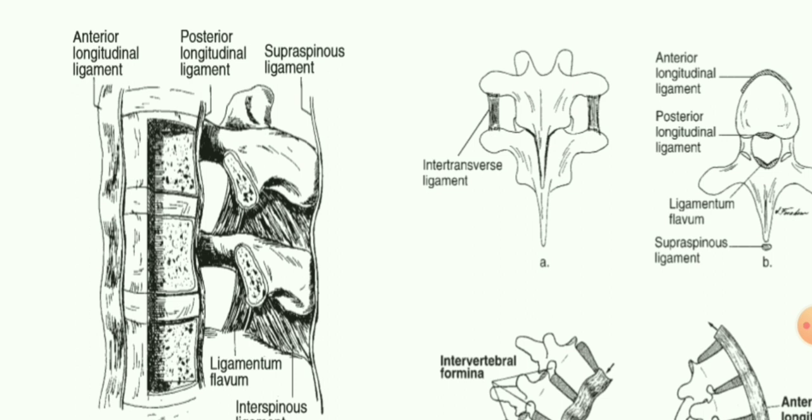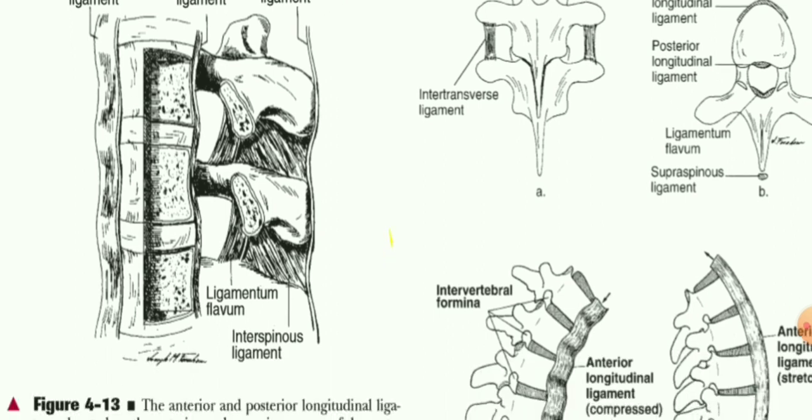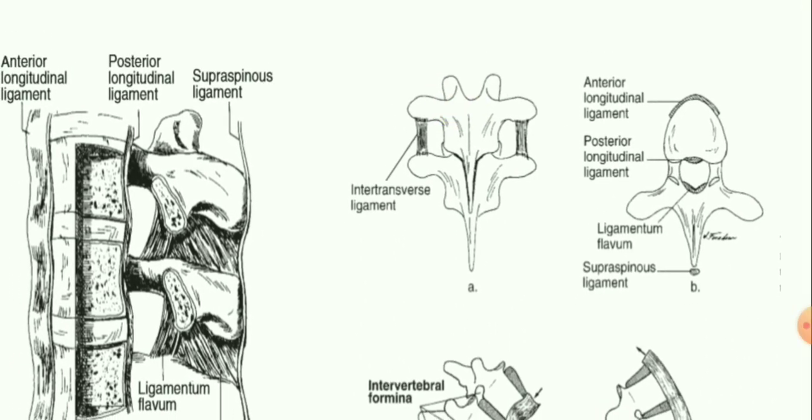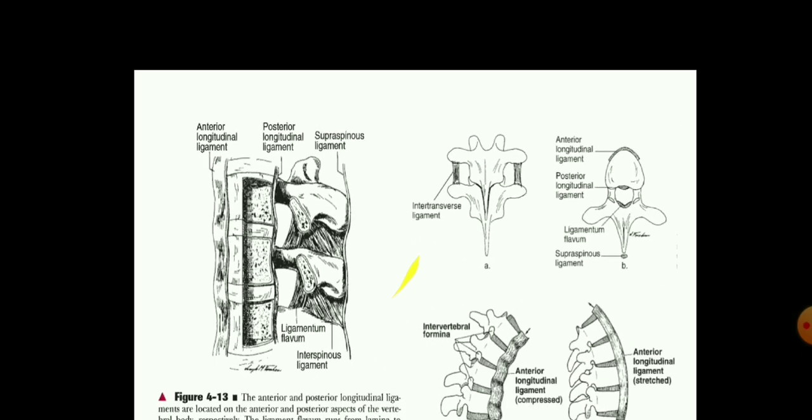The first one is the anterior longitudinal ligament in the anterior middle part of the vertebral body. Then we have the posterior longitudinal ligament in the posterior part of the vertebral body. We have the supraspinous ligament in the superior or posterior part of the spinous process. Then we have ligamentum flavum in between the laminae of the vertebrae. Then we have the interspinous ligament between the spinous processes of vertebrae. Then we have the intertransverse ligament between the transverse processes.